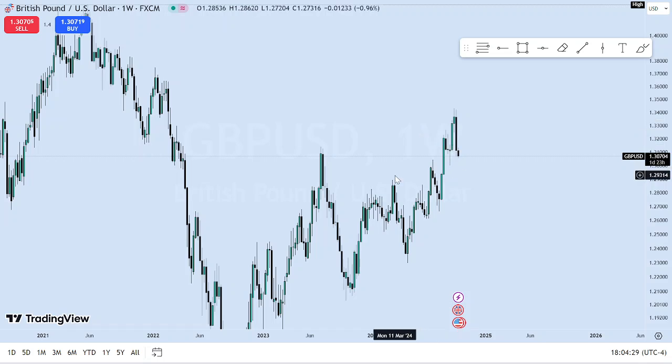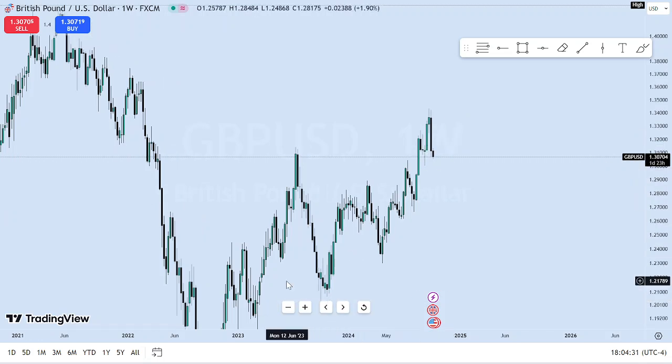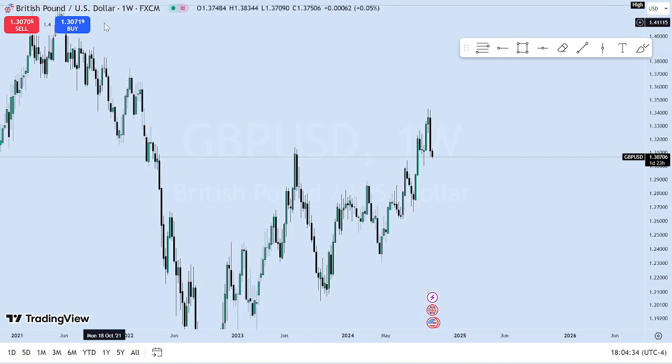Here on the British pound charts, one weekly chart. We'll be talking about how you can anticipate price action when price wants to reverse, or where it is trading to, so you can have a narrative of where price is going and what it is doing.